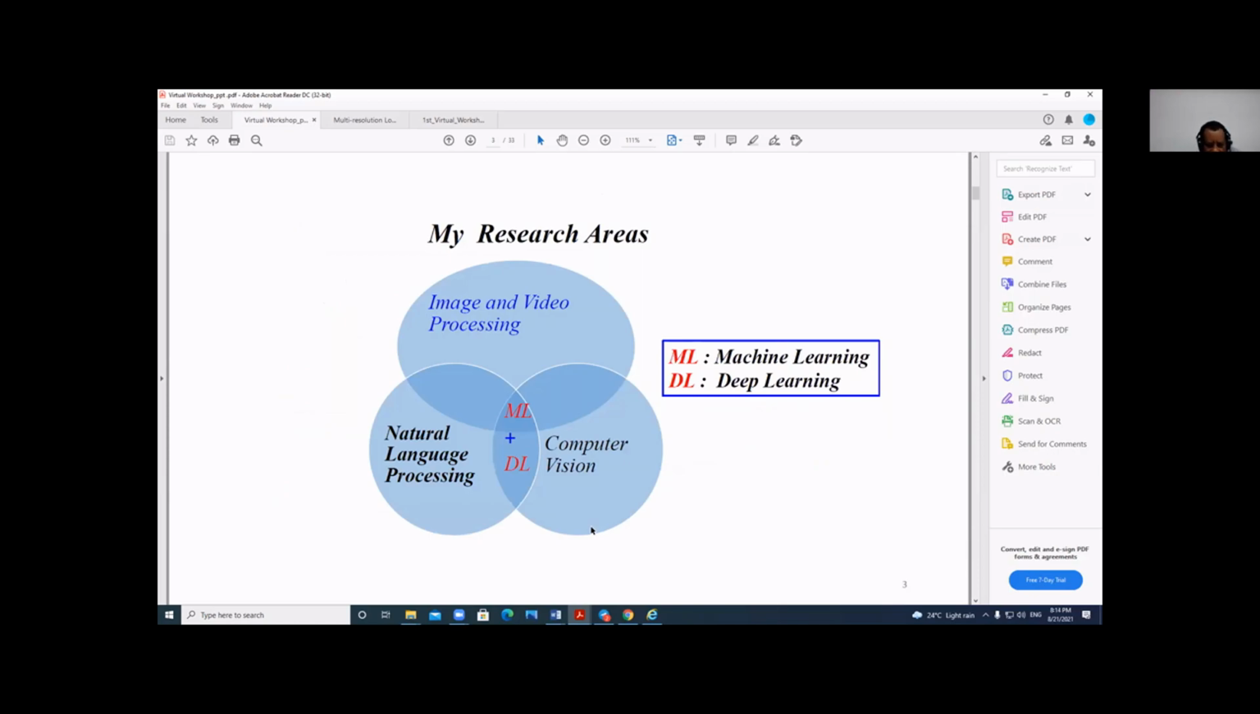My research areas are image and video processing, computer vision, and natural language processing. Previously we used hard-coded algorithms or heuristic algorithms, but nowadays different applications in image processing, video processing, computer vision, and natural language processing are based on machine learning and deep learning. So nowadays I have shifted into machine learning and deep learning techniques because it is mandatory, I think, at this time.